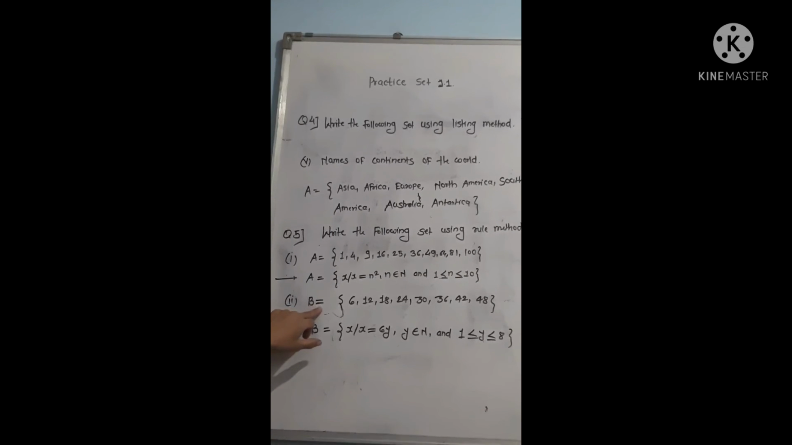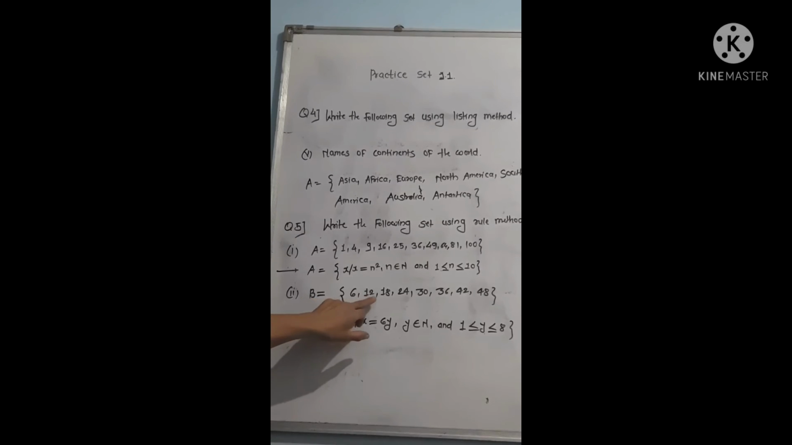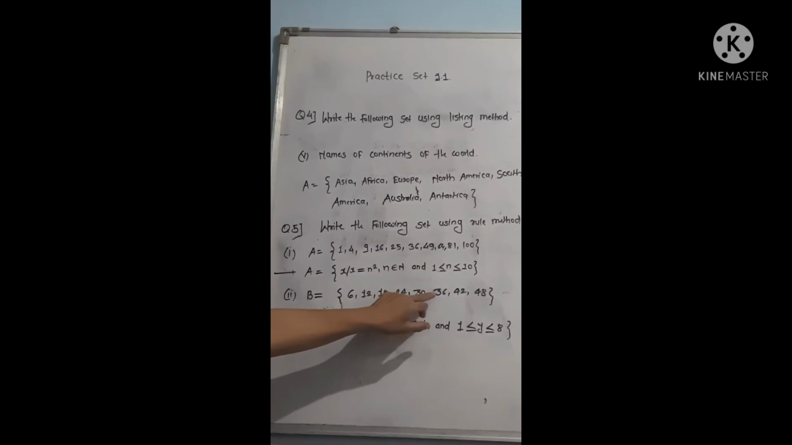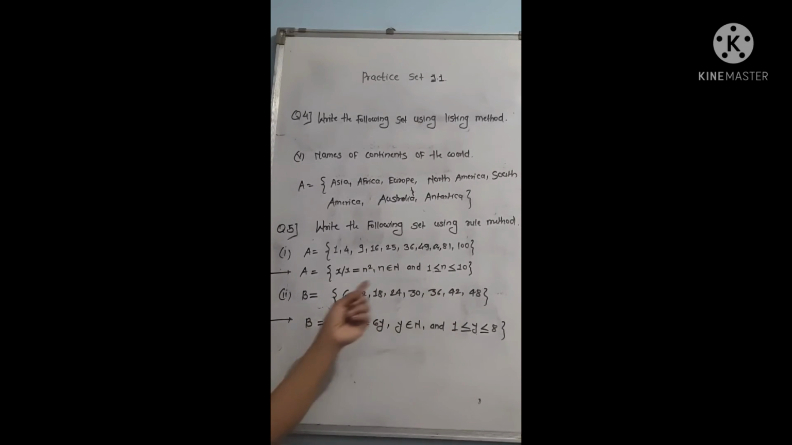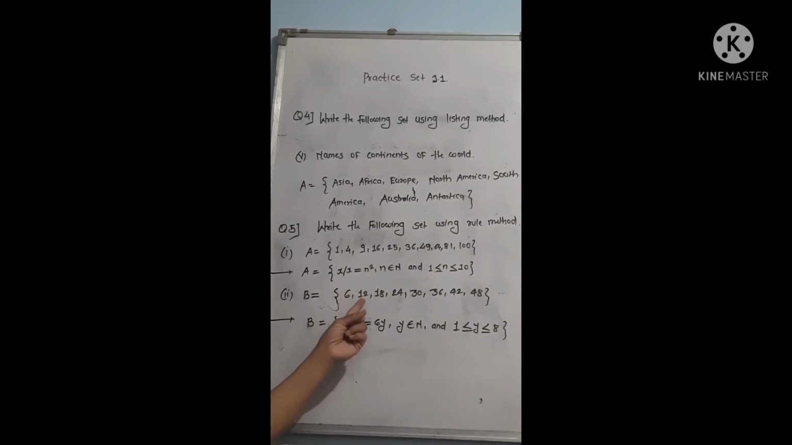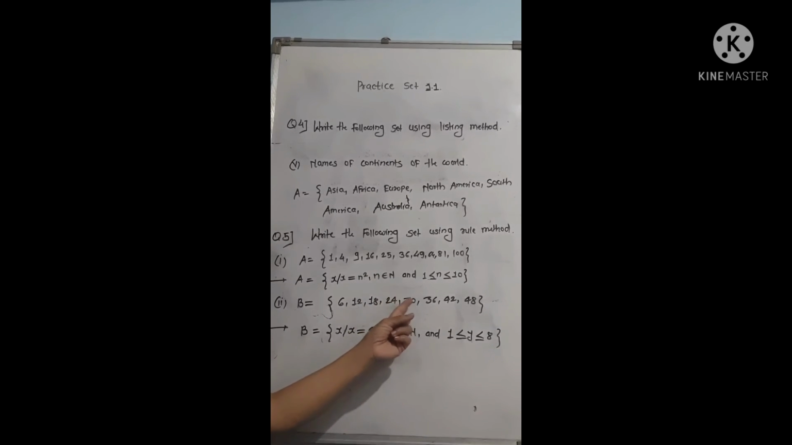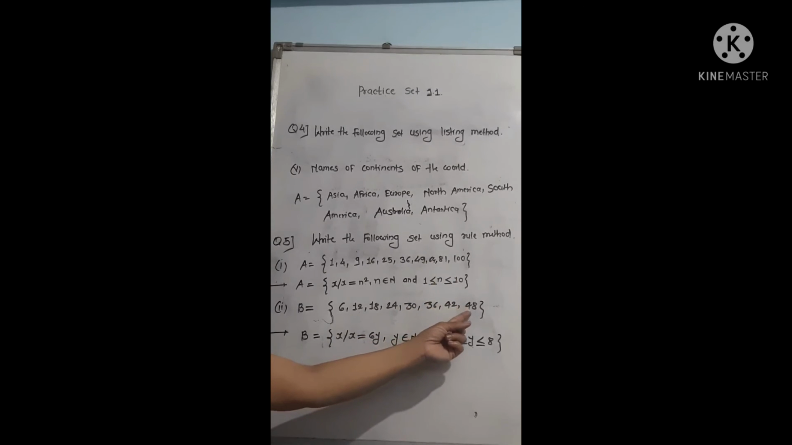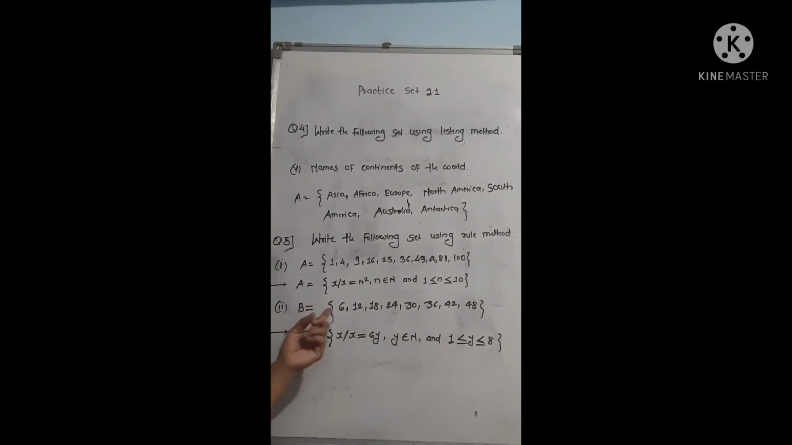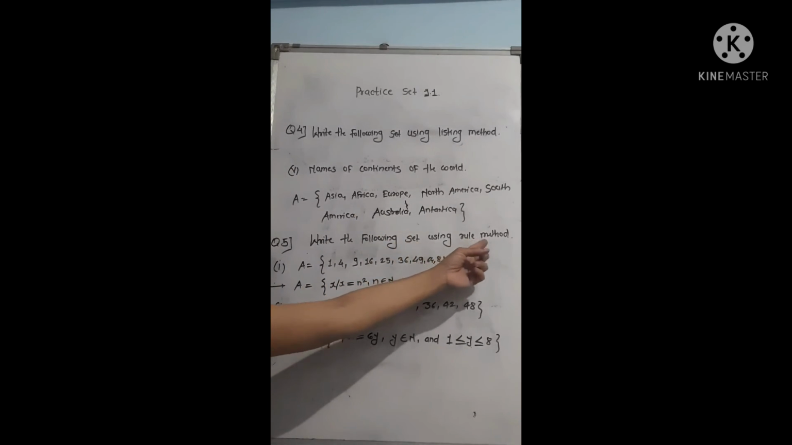Second one, B is a set of 6, 12, 18, 24, 30, 36, 42, 48. This is the multiples of 6. 6 ones are 6, 6 twos are 12, 6 threes are 18, 6 fours are 24, 6 fives are 30, 6 sixes are 36, 6 sevens are 42, and 6 eights are 48. So you have to write this set by using rule method.